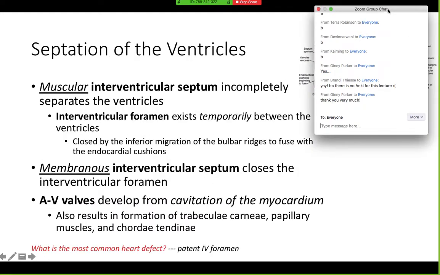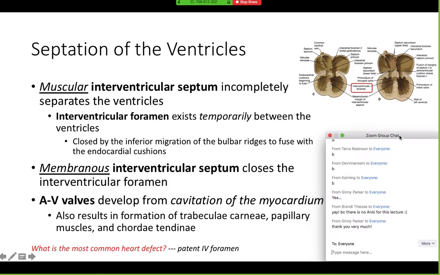Okay, so septation of the ventricles. So this slide is not bad at all. So the muscular IV septum, in the beginning, incompletely separates each of the ventricles. So you get this interventricular foramen initially, and then this is closed by the formation of the membranous interventricular septum.